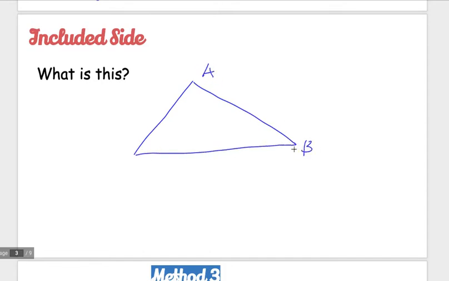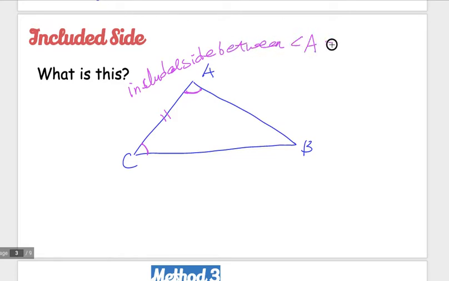So let's label three random letters, A, B, C. Now, included side is very similar to included angle. An included angle is between two sides, so an included side is between two angles. For example, if I'm talking about angle A and angle C, what is the one side between these two angles? You can imagine it's like a bridge connecting these two angles, which is this one. So this one is called the included side between, sorry, my handwriting, angle A and angle C.